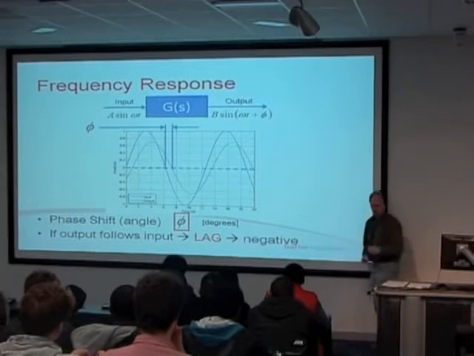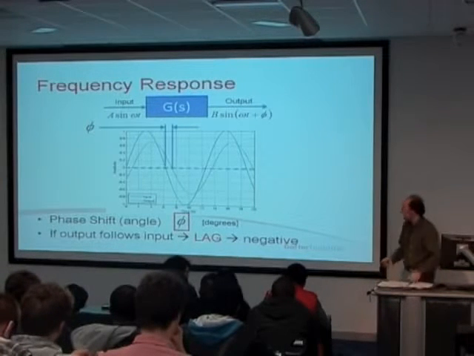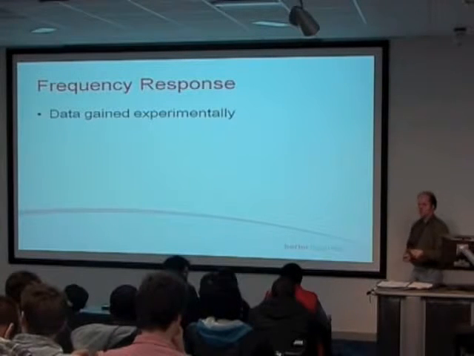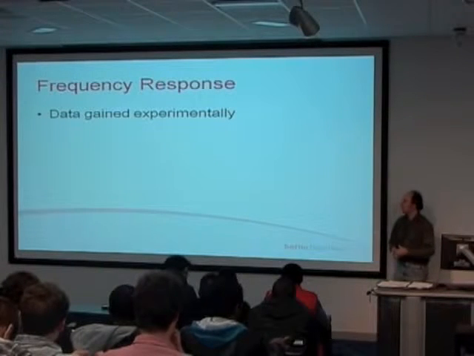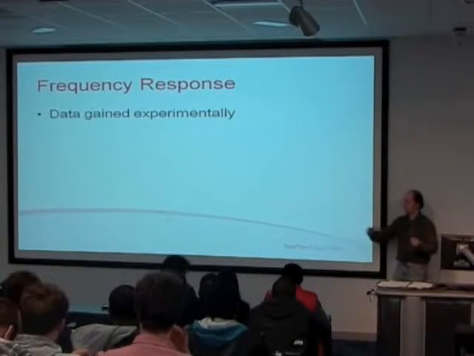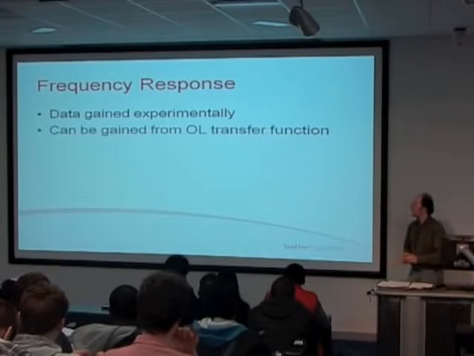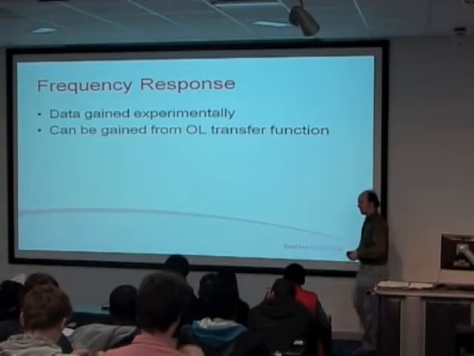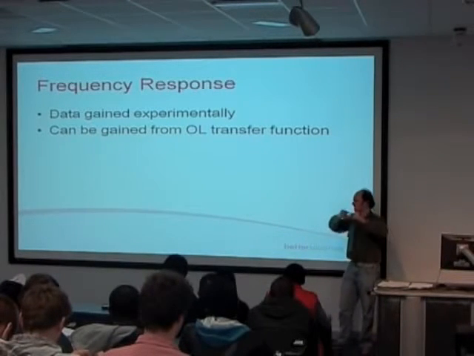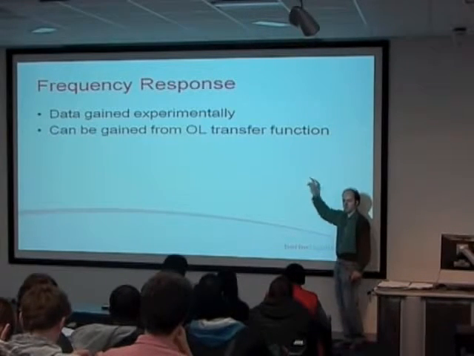Well, how do we deal with this? How do we determine the various characteristics? Well, like I said, you can gain this data experimentally. If you've got a system, you plug in a frequency generator that will give you a range of frequencies, and you take the response of that system. But what about analytically? Well, you can determine frequency response from the open loop transfer function. Now, you remember when we did block diagrams last week, if you've got a closed loop system, the open loop is G times H. And this is what we're dealing with, the open loop transfer function.